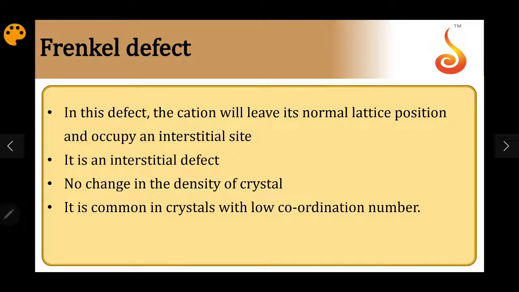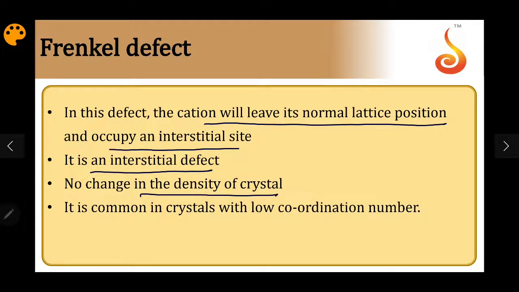Next is Frenkel defect. In Frenkel defect, the cation will leave its normal lattice position and occupy an interstitial site. So it is called an interstitial defect. So an intermediate position, not a lattice point. It is a small space between two anions. That interstitial position will be taken by the cation. So there is no change in the density of the crystal, but this particular defect is common in crystals with low coordination number because the cation has to occupy the interstitial position.